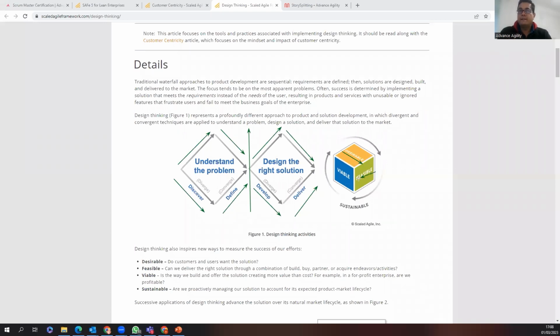The product is feasible technically. We have all the skills to produce this product technically, so the solution is feasible. It is viable financially. We will be able to make a profit by developing and selling this product, and in the long run it will be sustainable. So these are the four parameters we need to check whenever we are producing an output of this solution space, and that's where design thinking helps us.